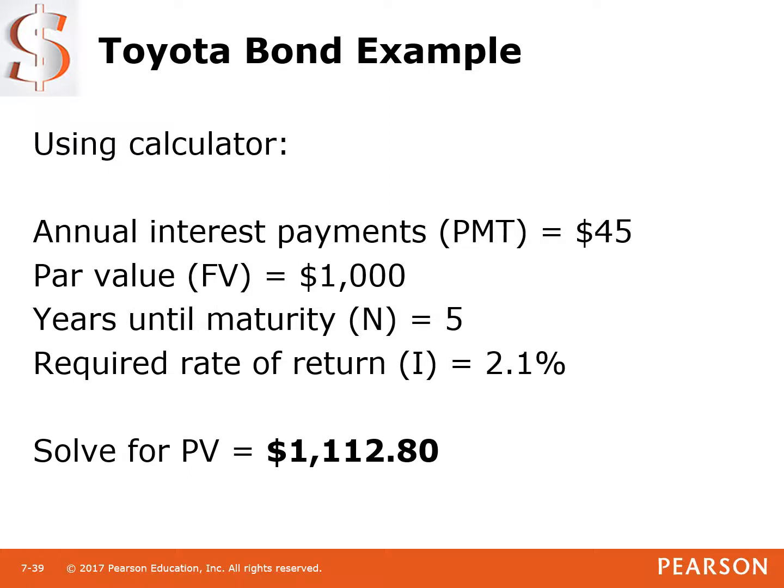I go back up and I solve for present value, and in the financial calculator, it takes all the information and gives you one value. Here's how much that bond is worth, $1,112.80. So if you wanted a 2.1% rate of return overall on this investment, that's how much you should pay for that bond today. And that's what we're calculating here.